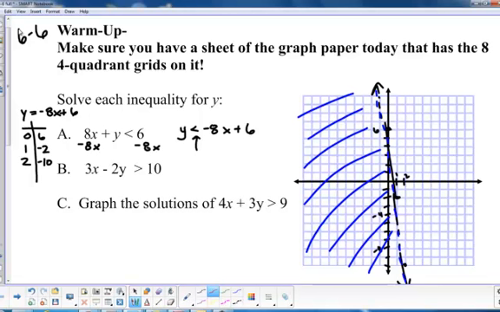All right, for my next one, again, I'm going to isolate the y. So I will subtract 3x. So negative 2y is greater than negative 3x plus 10. And then we're going to divide by negative 2. Whenever you multiply or divide by a negative, you flip that inequality. So 3/2 x minus 5. So I'm going to think about the equation y equals 3/2 x minus 5.